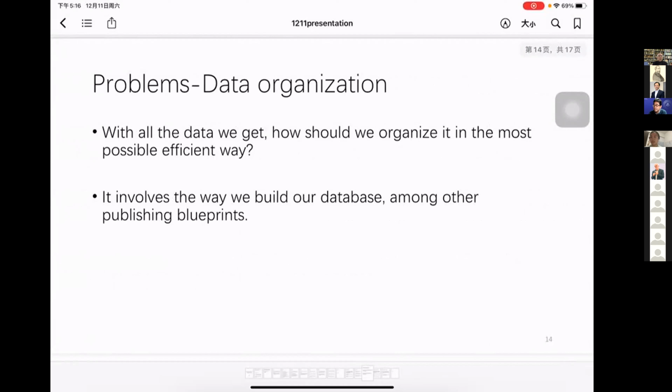And the next problem is a very important one, that is data organization. With all the data we get, how should we organize it in the most efficient way? It involves the way we build up a database, among other publishing blueprints. There have been so many databases nowadays. A lot of them we call zombie databases, for there is no schema to update data, no feasible search interface. Some of them are built merely for the sake of building. We always bear in mind that for our database, we need to incorporate the function of online editing, searching, and publishing, and we'll for sure make it a lively one.